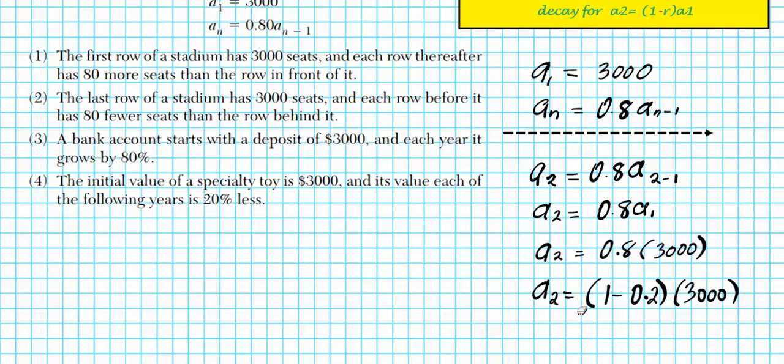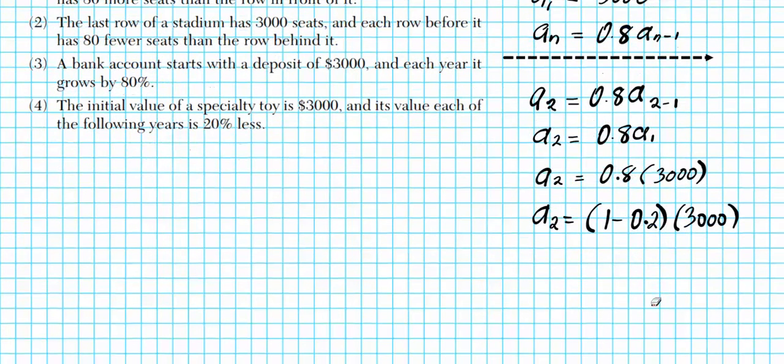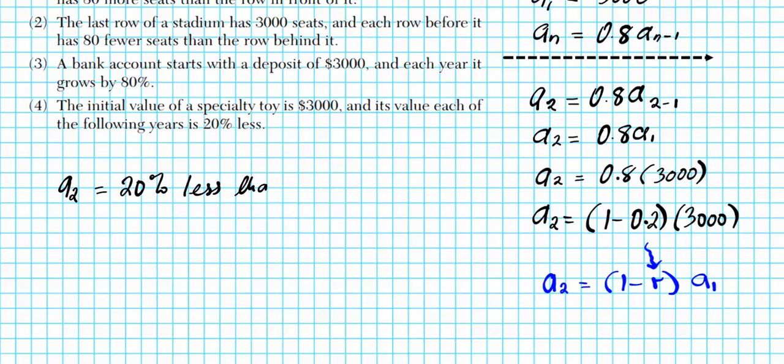Now, just take a look at this format for a second. Let's compare it to the formula we had written above. A2 is 1 minus r times A1. What did we say this was? Was it growth or decay? This is decay because you have a minus here, okay? And the rate is what? 0.2 or 20%. So what's happening is that A2 is going to be 20% less than A1.